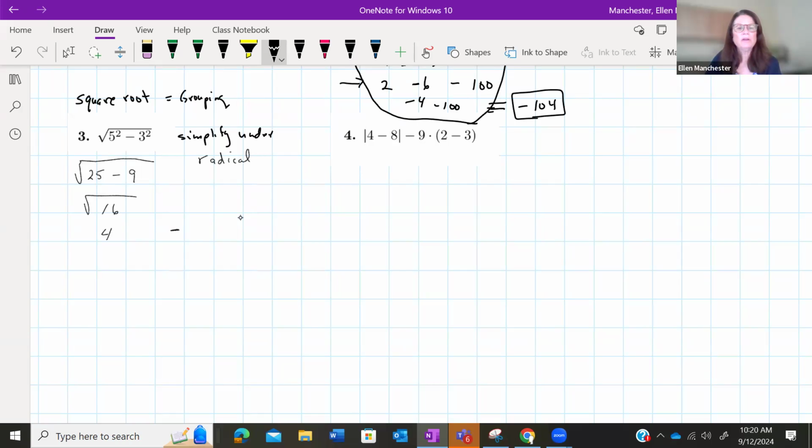But what about -4? If I do -4 squared, what does that equal? Positive 16. So anytime you have a square root, you're going to have two answers. You're going to have the positive version and the negative version. Because 4 times 4 is 16, so 4 is a root. Negative 4 times negative 4 is also 16. So negative 4 is also a root. So there's two answers.